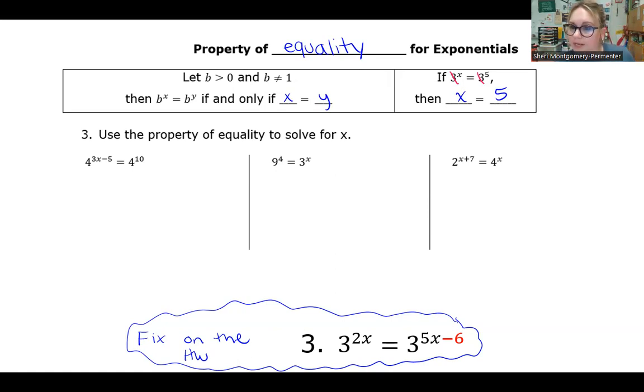And that's what we will try and do. We will try and make the bases equal. That's the property of equality. We will try and make the bases equal so that we can set the exponents equal and solve.